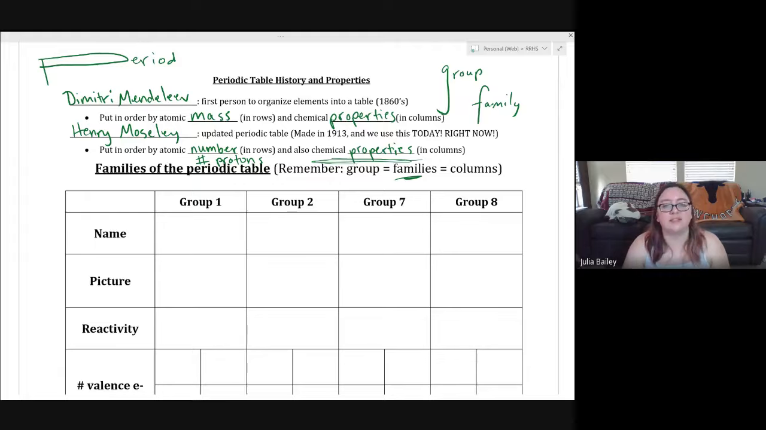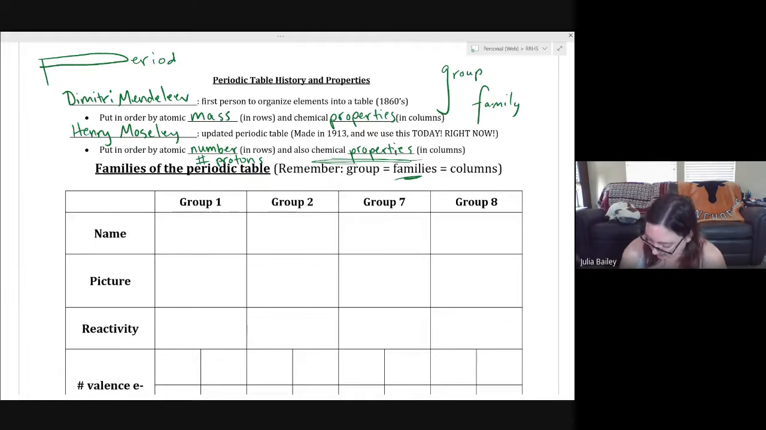And when you have elements in the same family, the same group, vertically up and down, those elements share chemical properties. And so we're going to talk about 4 specific families that are kind of the most interesting ones and also the least complicated ones, conveniently. So let's talk about groups 1, 2, 7, and 8 on the periodic table. We're going to just go straight down each group.